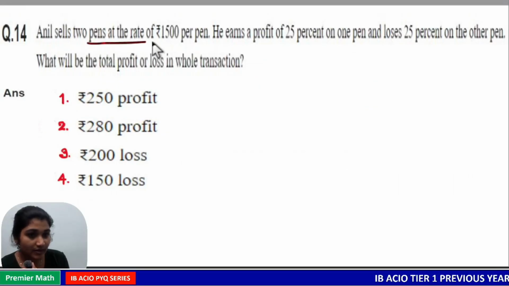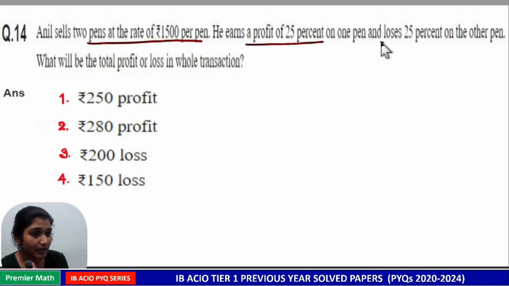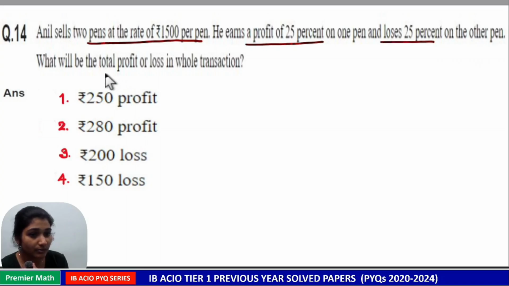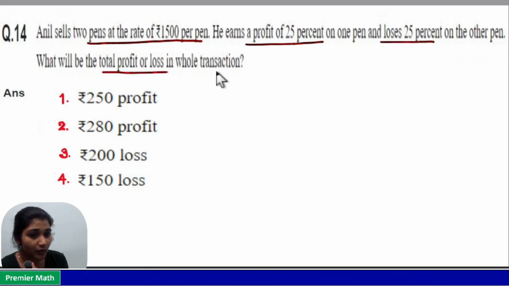Amit sells 2 pens at the rate of 1500 per pen. He earns a profit of 25% on one pen and a loss of 25% on the other pen. What will be the total profit or loss in the whole transaction? We need the answer in rupees.